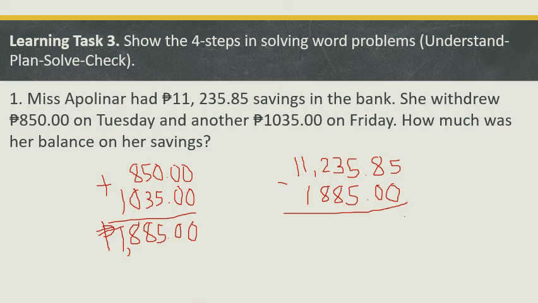So 5 minus 0 is 5, 8 minus 0 is 8, 5 minus 5 is 0, 3 minus 8 cannot be, so ito ay magiging 13, hiram tayo dito sa 2, so ito ay magiging 1. So 13 minus 8 is 5. So 1 minus 8 cannot be uli, hiram uli tayo dito sa isa, ito ay magiging 0. So ang 1 ay magiging 11. So 11 minus 8 is 3. Then 0 minus 1 cannot be uli. So, hiram ulit tayo dito. Ito magiging 0 and then ito magiging 10. So, 10 minus 1 is 9.